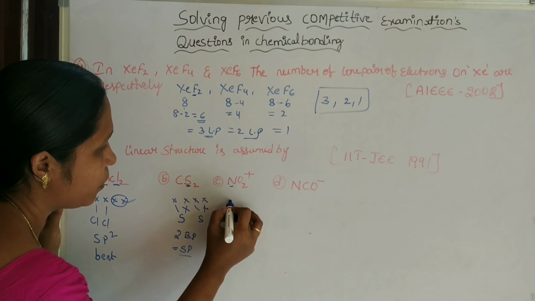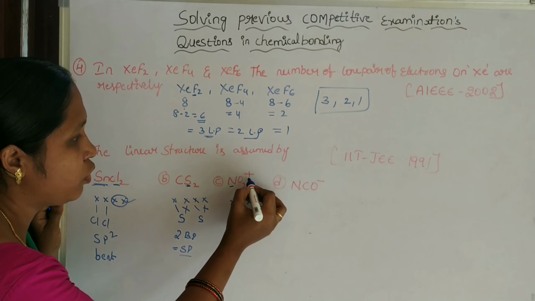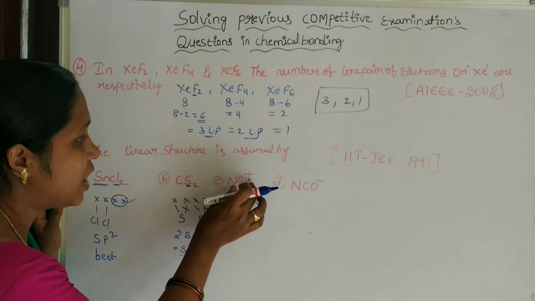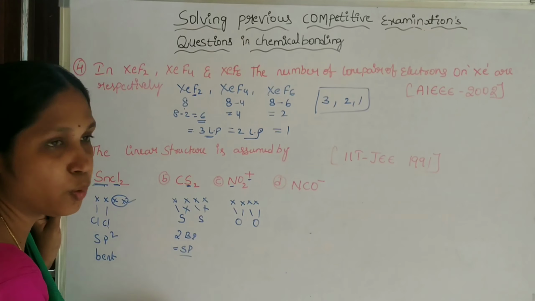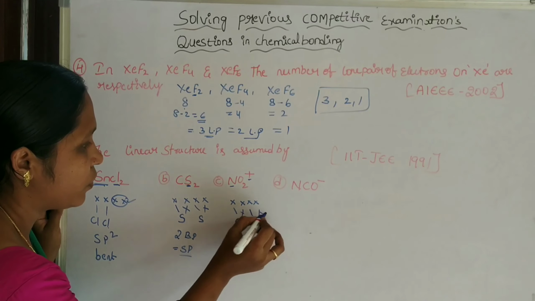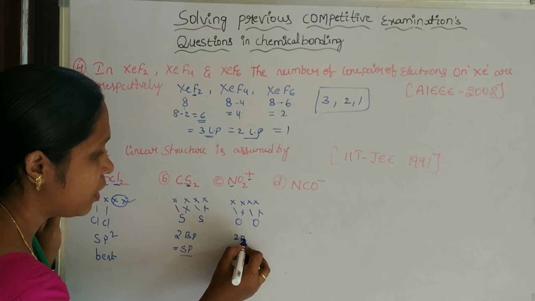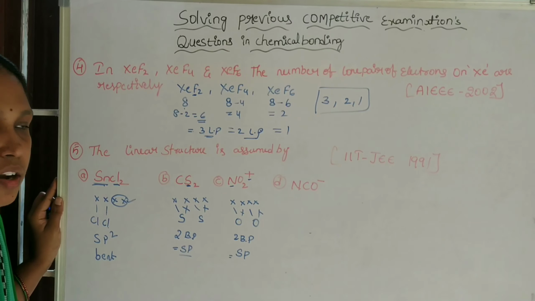And next, NO2 plus. Nitrogen is group 5, so take 5 electrons. It carries 1 unit positive charge, so remove 1 electron, so it has 4 electrons. It is surrounded by 2 oxygen atoms. Oxygen also has valency 2, so here also consider 2 sigma bonds, meaning 2 bonded pairs. So the hybridization is sp and the shape is linear.